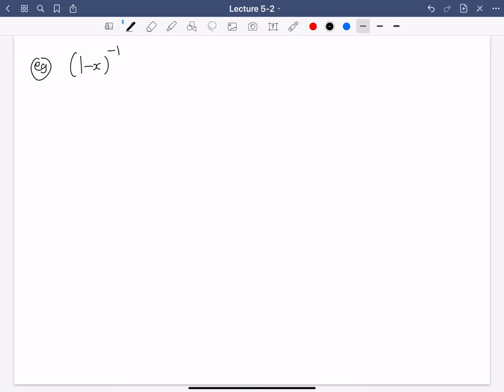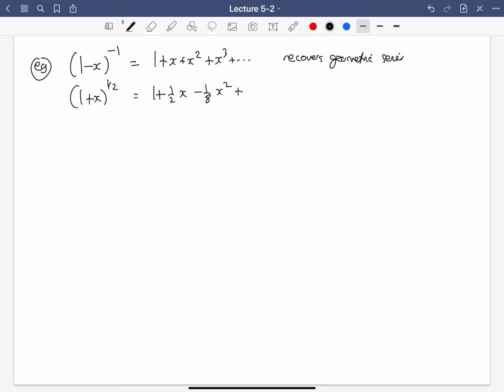But for example, if you take alpha to be minus 1 and you change x to minus x and you calculate those generalized binomial coefficients, you find that this recovers the geometric series. I think I might get you to calculate that on the homework, so I won't go into it in any detail here. But the first term's a half, and then I think you get minus an eighth, and so on. I think the next one's probably a 16th. Let's see if I got that right.